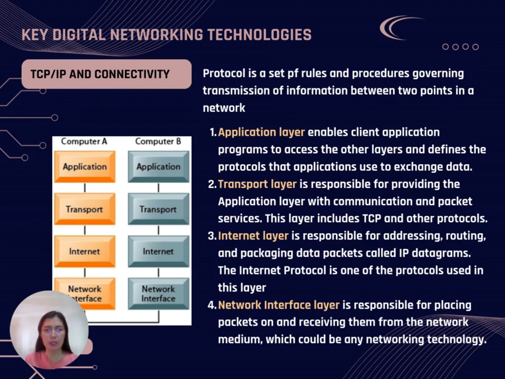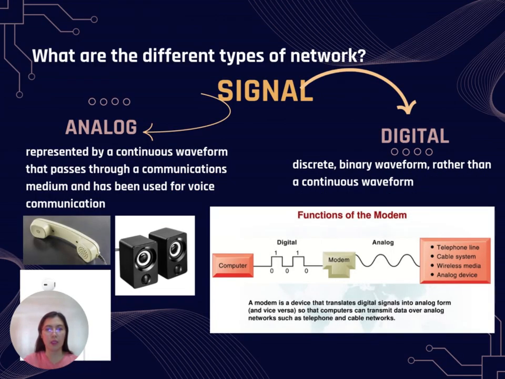The third one is the internet layer, which is responsible for addressing, routing, and packaging data packets called IP datagrams. The Internet Protocol is one of the protocols used in this layer. Then the next one is the network interface layer. It is responsible for placing packets on and receiving them from the network medium, which could be any network technology.